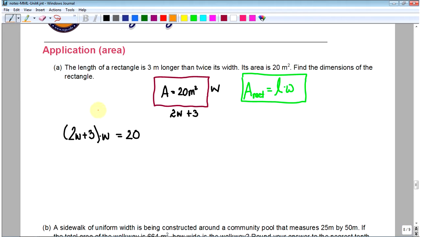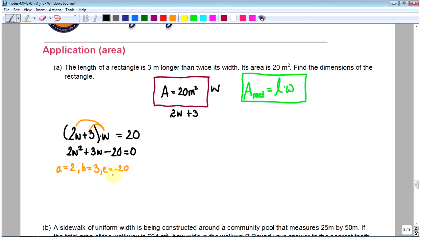So the first thing we need to do is to distribute that w to get rid of our parentheses. So we have 2w squared plus 3w. And I know I'm going to need 0 on one side of my equation, so I'm going to subtract over the 20 so that I have all of this equal to 0. And now we need to solve our quadratic equation. I'm going to solve it using the quadratic formula. So I need to identify my a, b, and c. A is 2, b is 3, and c is negative 20.